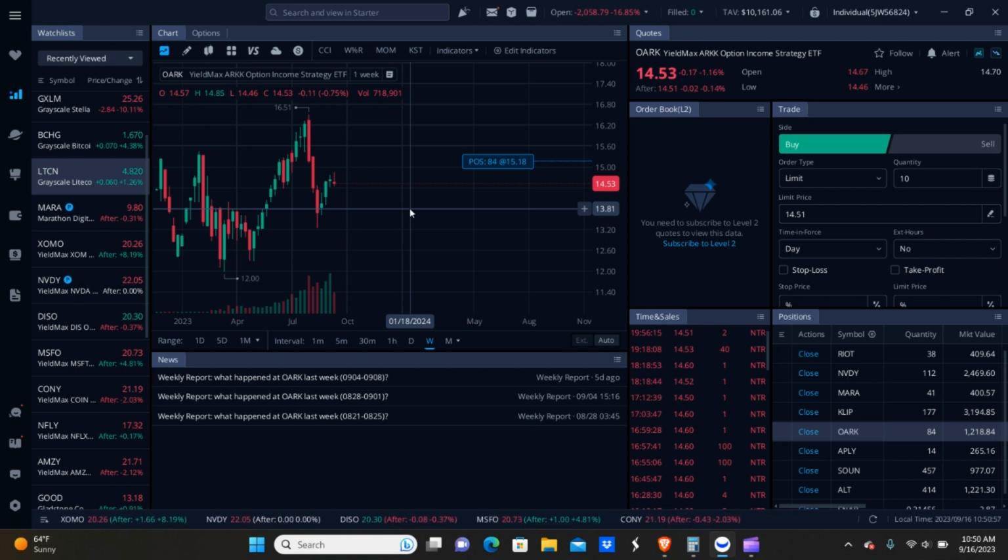This is how you guys can strategize on how you want to buy and sell the YieldMax funds and maximize both your profit and your passive income.